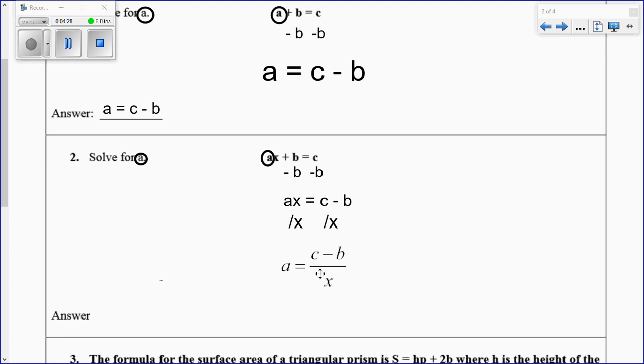You could choose to write it as the C over X minus the B over X and split the fraction up a little bit, but you don't need to.